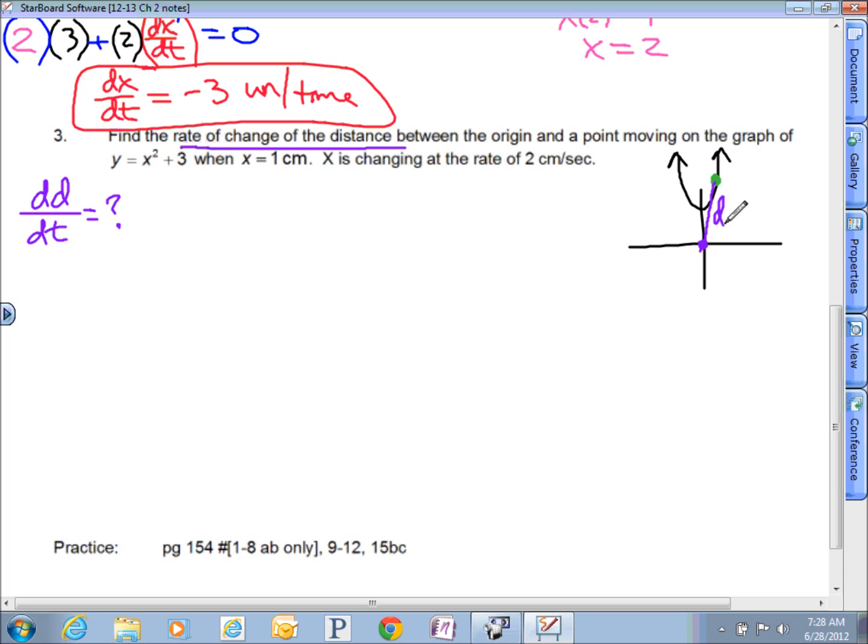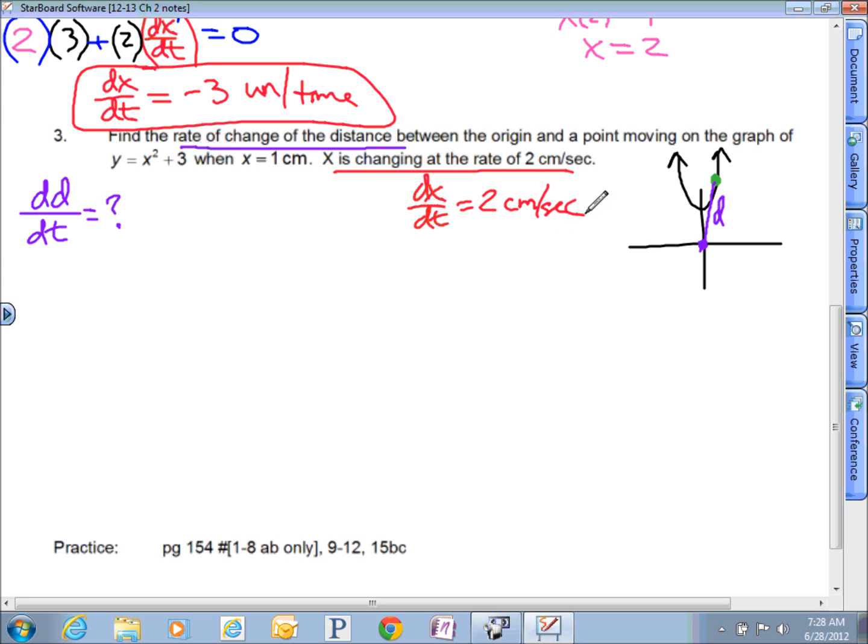Okay, well now what do we know? We need an equation to relate everything we know. Well, we have a relationship between y and x, y equals x squared plus 3. We have that x is 1. Is x always 1? No, because this point is moving. So if it's moving, I can't just plug 1 in because x is not constant. x is varying. x is changing at the rate of 2 centimeters per second. Let's highlight that. dx over dt is 2 centimeters per second.